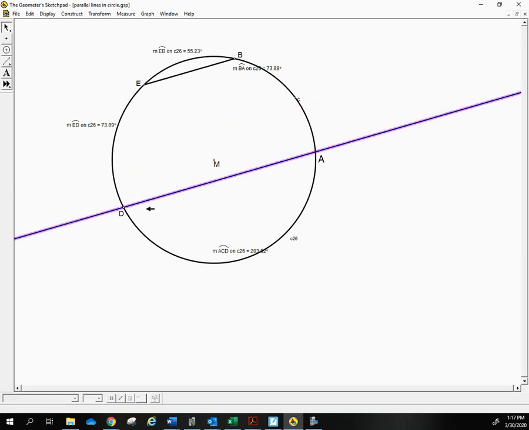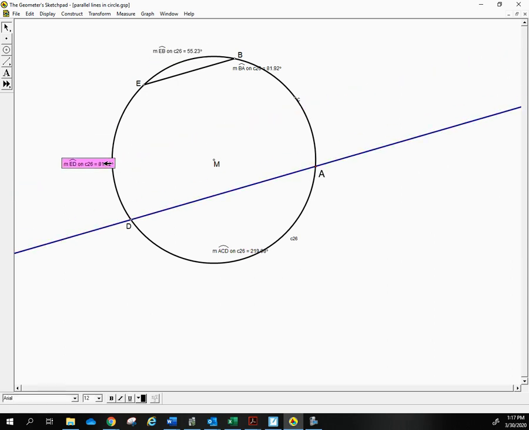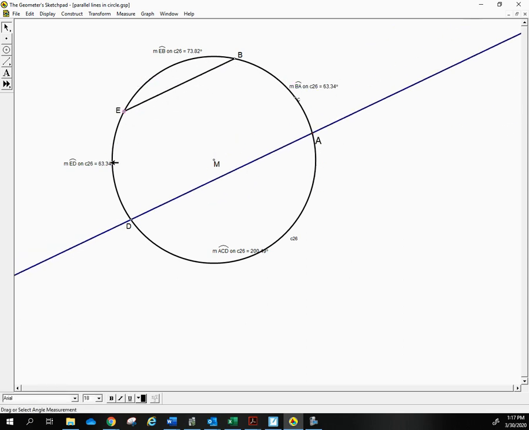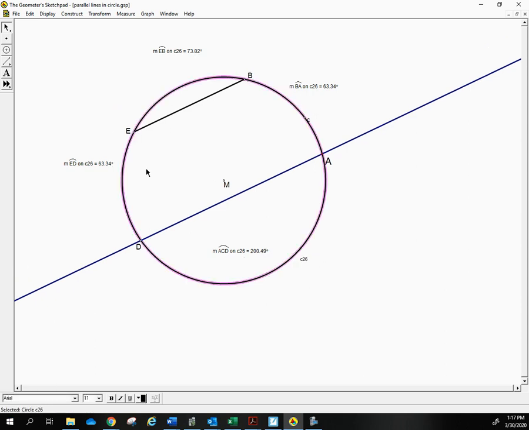No matter where you put the parallel lines, this is 81, that's 81. No matter which direction these parallel lines go, these arcs that are between the parallel lines, so this arc ED and BA, are going to be the same measurement.